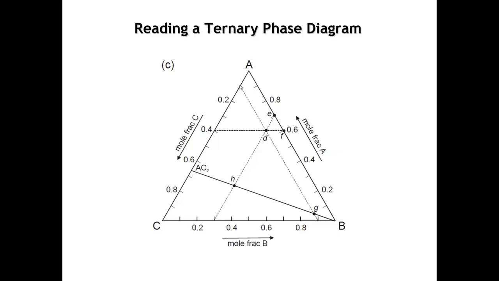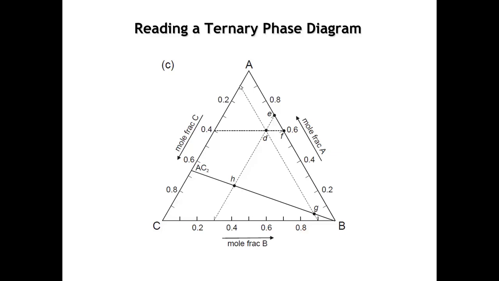So the next question is, all right, once we find the place on the phase diagram where our composition is located, what more can we say about it? And the point of a phase diagram is to say what phases happen to be in equilibrium at that given point. On a ternary phase diagram, there are three possibilities.